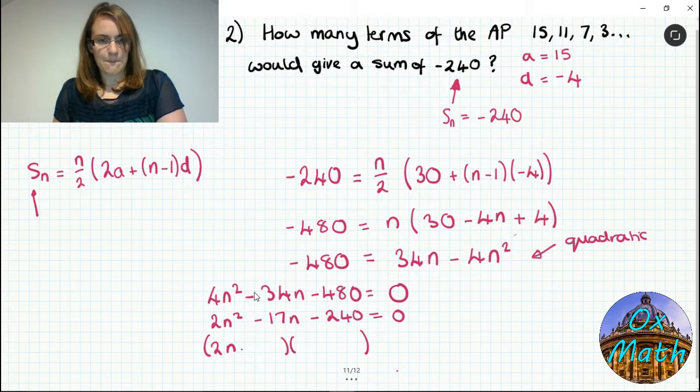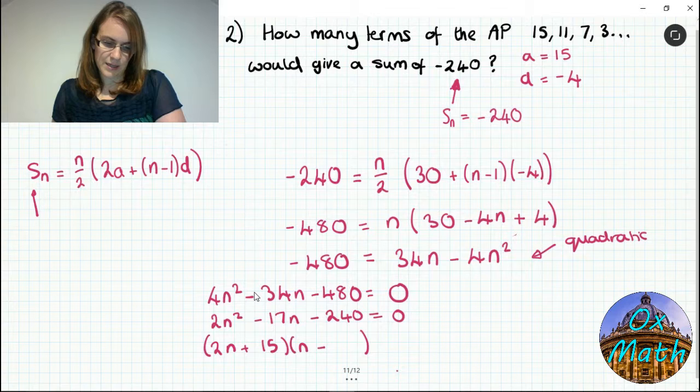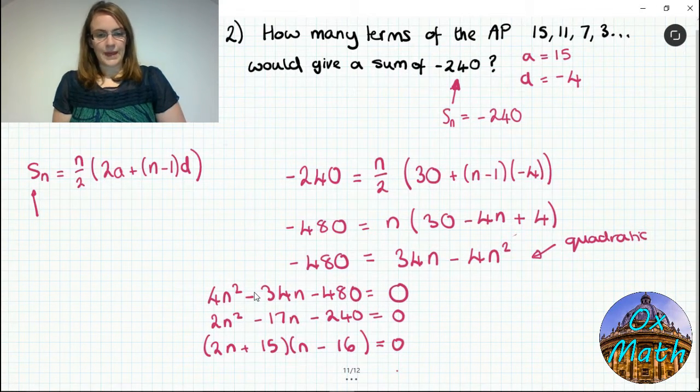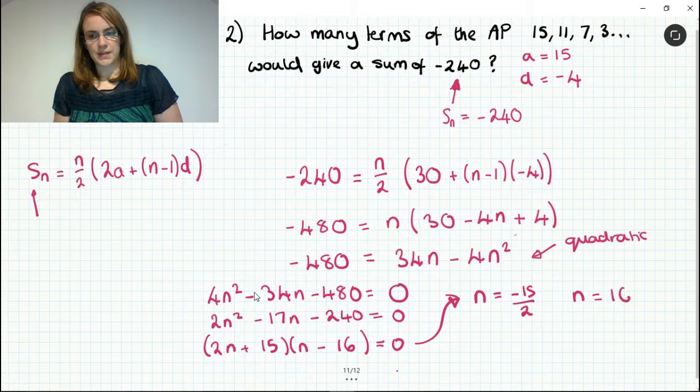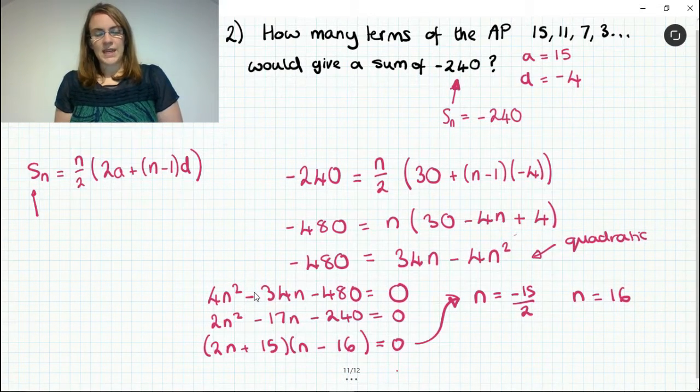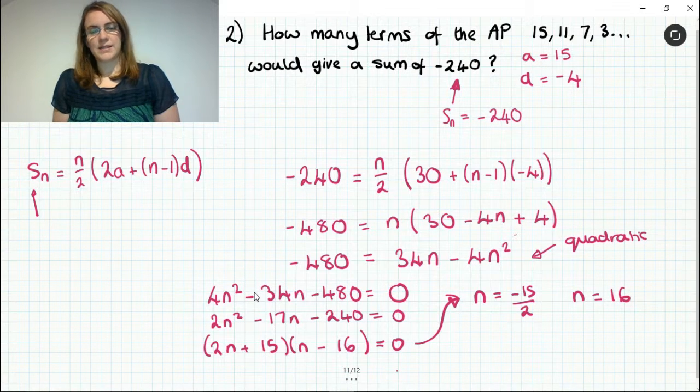2n plus 15 times n minus 16, and that equals 0. So from that we can see that n is either equal to minus 15 over 2 or minus 7.5, or n is equal to 16. Now remember that we are looking for how many terms. It doesn't make sense to have minus 7.5 terms. You can't physically have that. So our answer is 16.